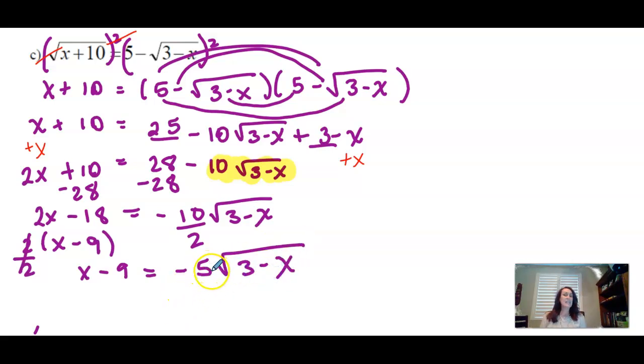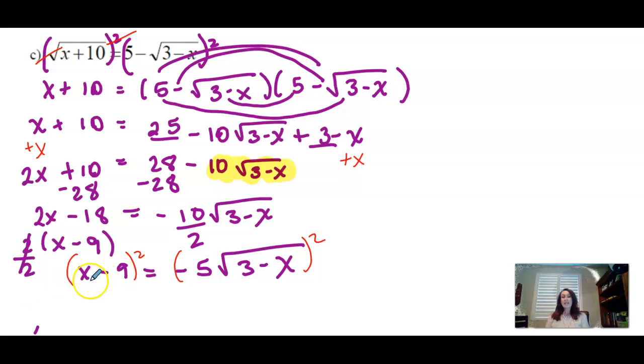I'm not going to divide the negative 5 over here to the left because that would just give me a fraction, which would just be a mess. So I'm going to leave it. And now I'm going to go ahead and square both sides again. Cool. All right, so I squared both sides.